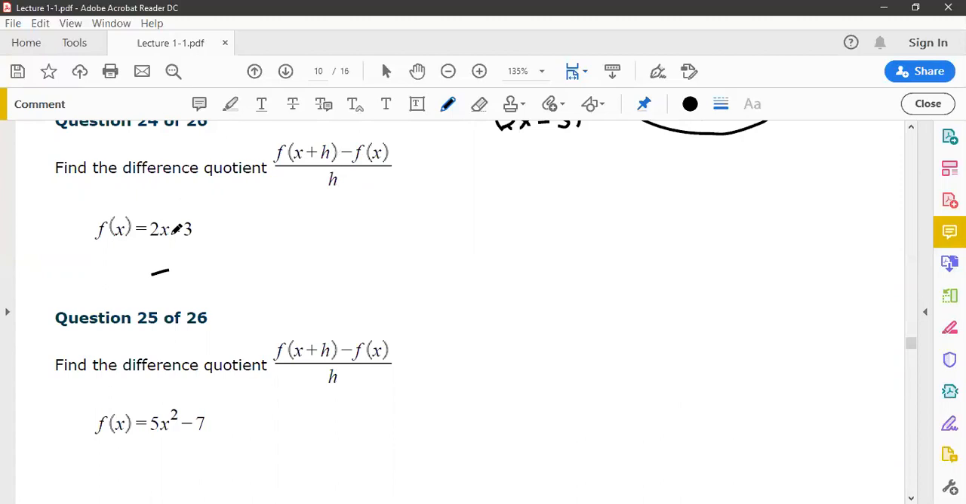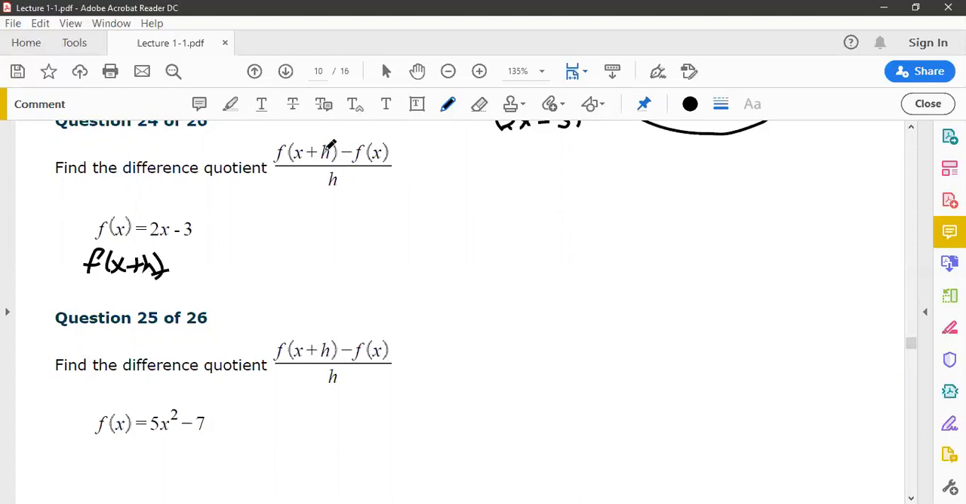Now, most students have issues with this problem because they don't follow the directions. So what I want you to do every single time you have this type of problem, it already has the f of x, which is in the numerator of your difference quotient. I want you to write down right away f of x plus h.